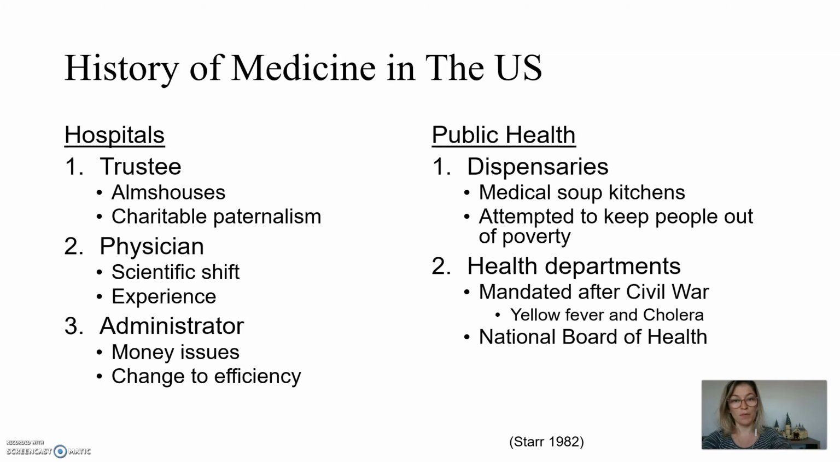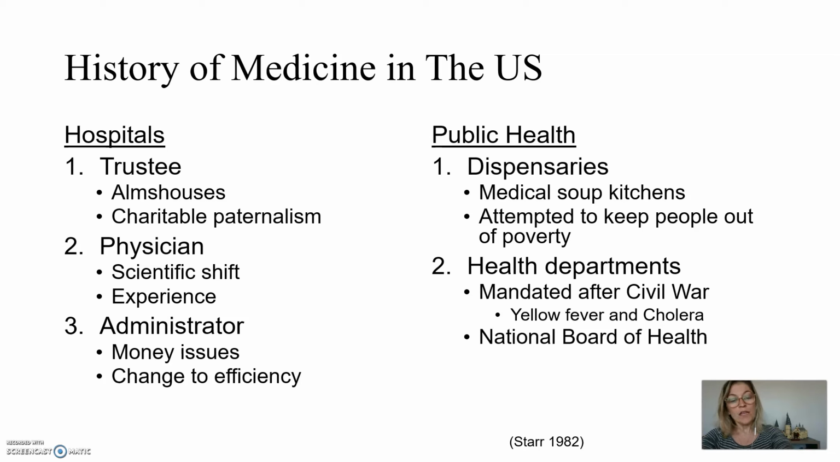And then finally, the public health. Public health originally was set up as dispensaries. They referred to them as medical soup kitchens, where you could just kind of show up and say what's wrong with you, and they would hand you drugs, and then you would leave. And really, this was during the Industrial Revolution, y'all. So it was this attempt to keep people out of poverty, and if we could keep you healthy enough to go work, then you wouldn't slip into poverty. I don't know if that idea is a good idea for today. You know how healthcare can put you into poverty.